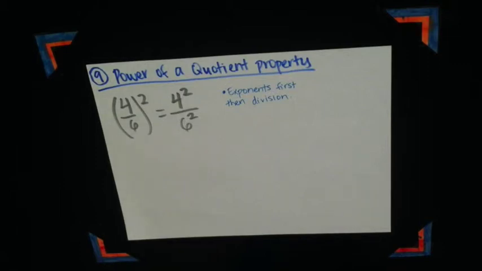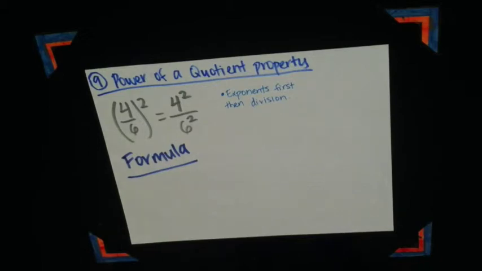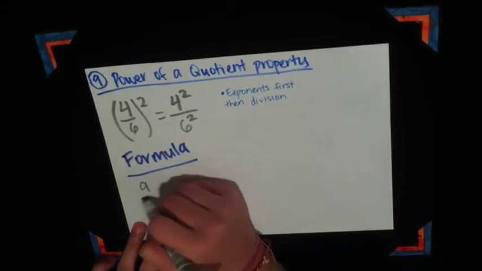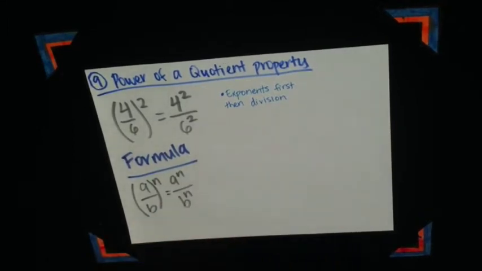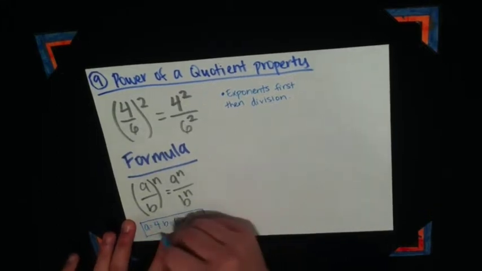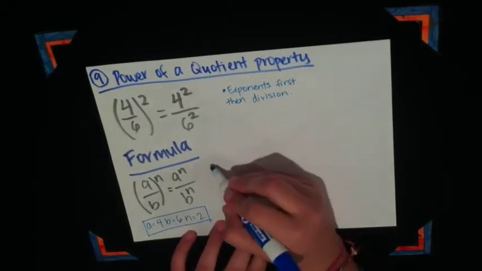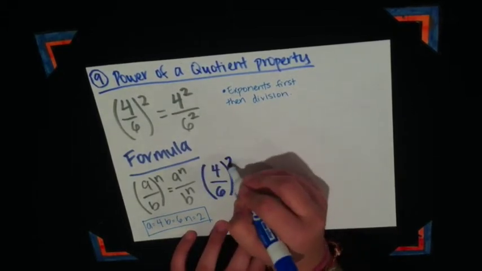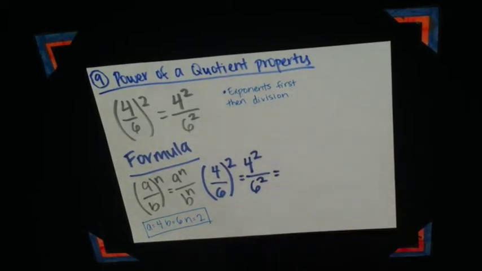Now let me show you the formula. (a over b) to the n power equals a^n divided by b^n. Now, let me show you this. a = 4, b = 6, n = 2. Let me lay this out. 4 is a over 6 is b to the second power. 4 as a to the second power, 6 as b to the second power.